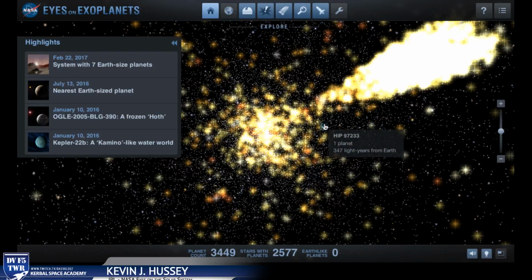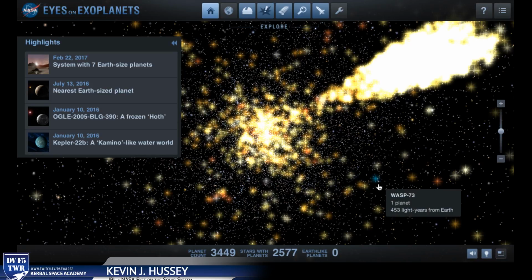Now, what are you seeing on the screen? So every one of these highlighted stars represents one of the 2,577 stars around which we have confirmed exoplanets. Wait, right? So those are the ones with confirmed exoplanets? It's not just all the stars, that's confirmed?